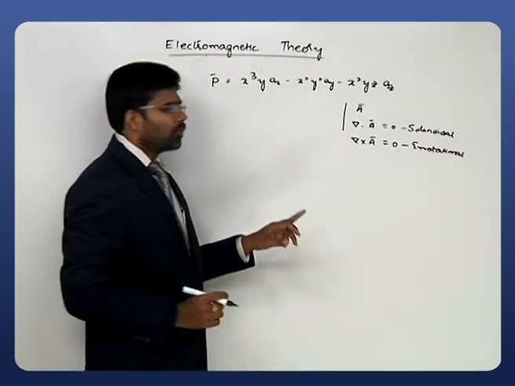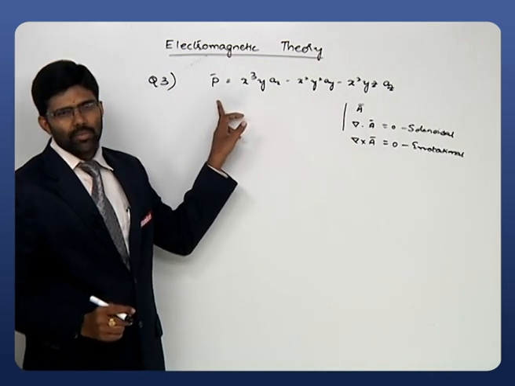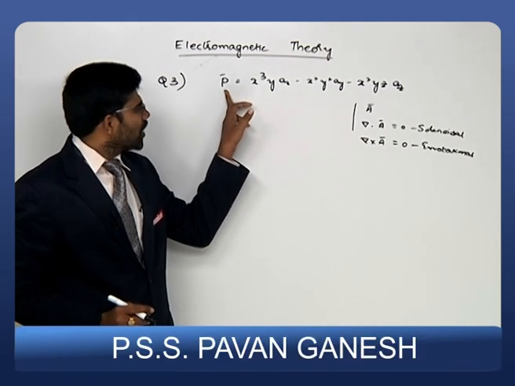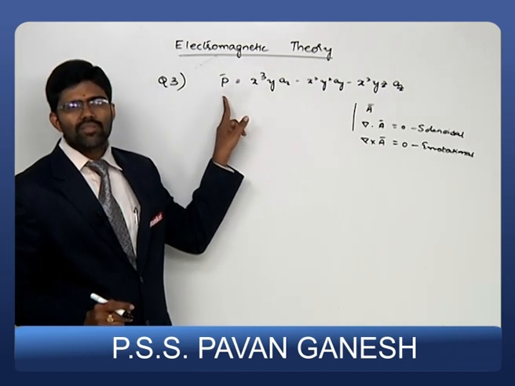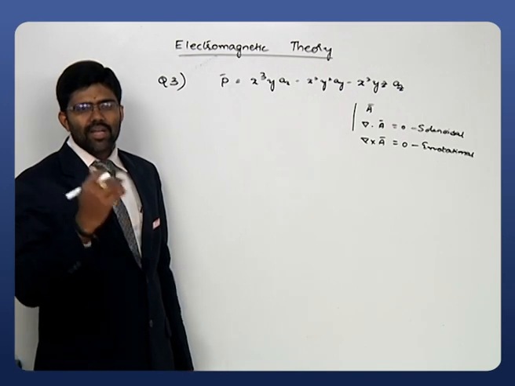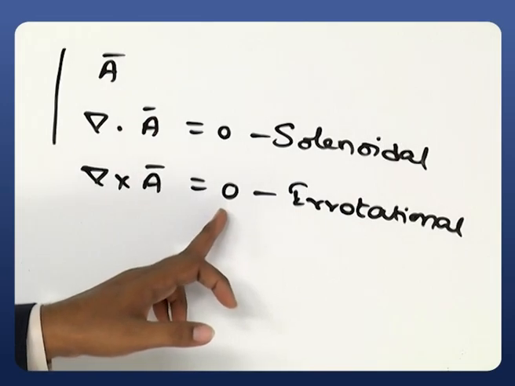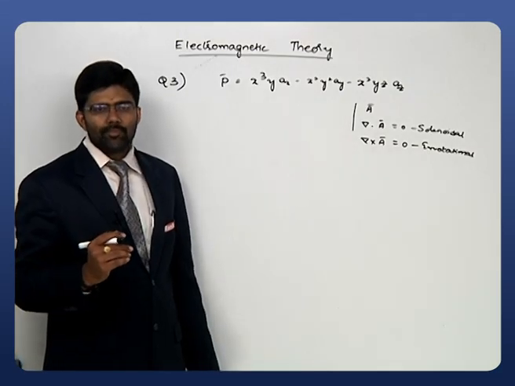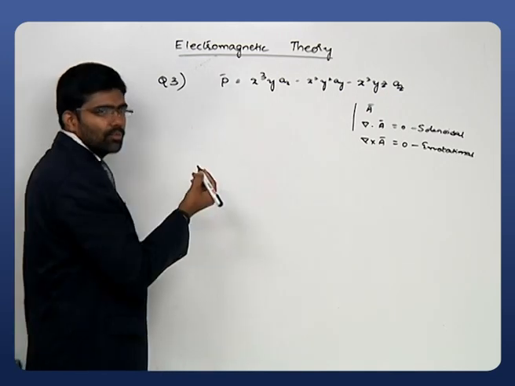So now what we have to do is observe these two properties for the given vector p bar. If you calculate the divergence for this p bar and it is equal to 0, immediately you can say that this p bar is a solenoidal vector. And by calculating the curl, if you observe that it is equal to 0, then it is said to be irrotational. For that, we have to apply the divergence and curl both to this particular vector p bar.